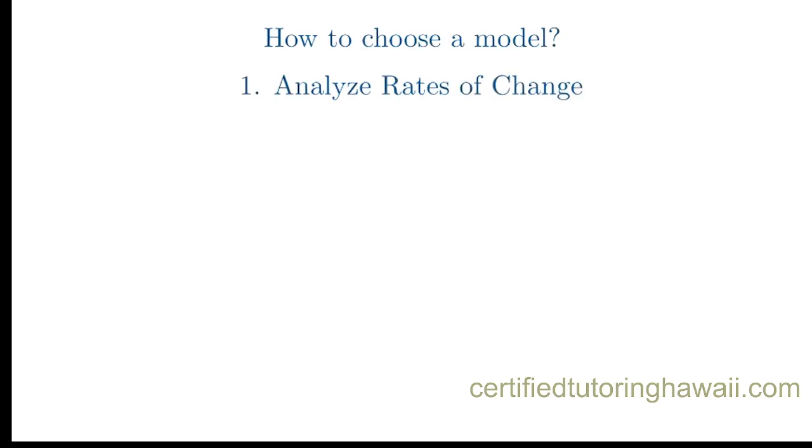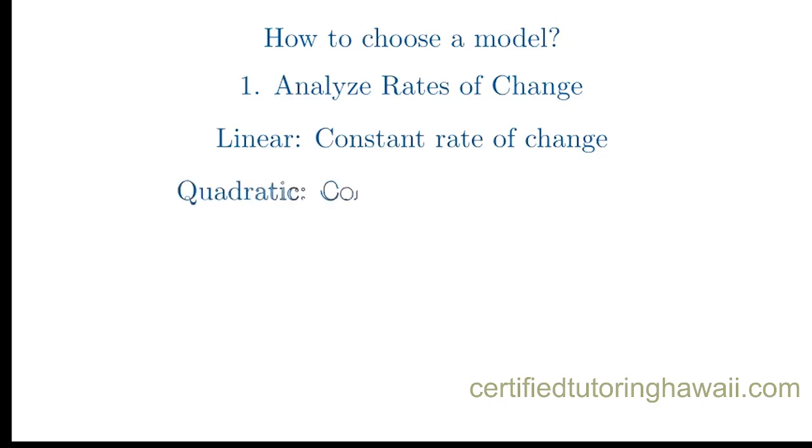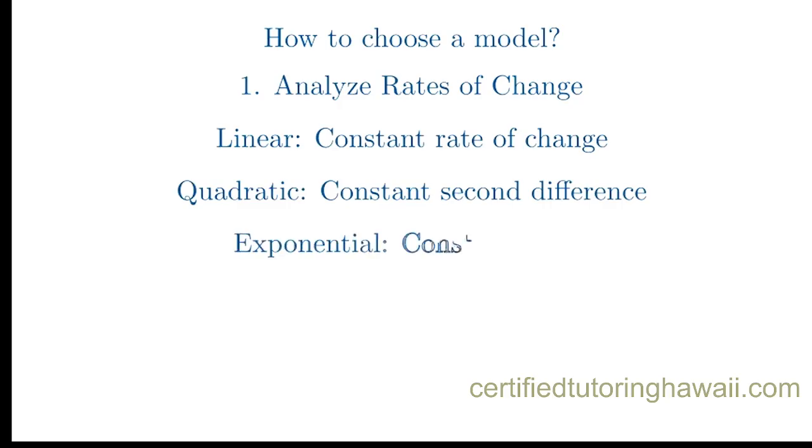There are three main function types to consider. First, a linear function. A linear model is appropriate when a dataset has a constant rate of change. This means that for every step you take in x, the y value changes by the same amount. Next, a quadratic function. A quadratic model is appropriate for data with a constant second difference. This is the difference of the differences. Finally, an exponential function. An exponential model is best when the data has constant ratios. This means that each y value is a constant multiple of the previous one.